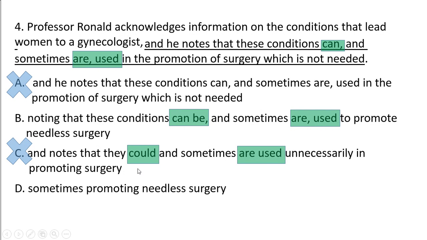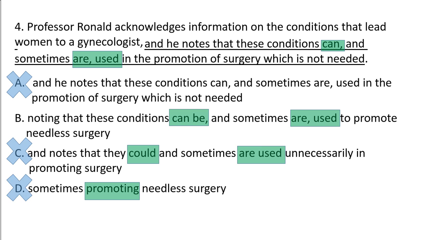Sometimes promoting needless surgery. So here means conditions that lead women to the gynecologist and promoting needless surgery. So here the using of promoting is incorrect. Why? Because here the lead women to a gynecologist and sometimes promoting. So if we talk about the agreement of the sentence, that's called incorrect. It should not be ing here. So we can eliminate D also.